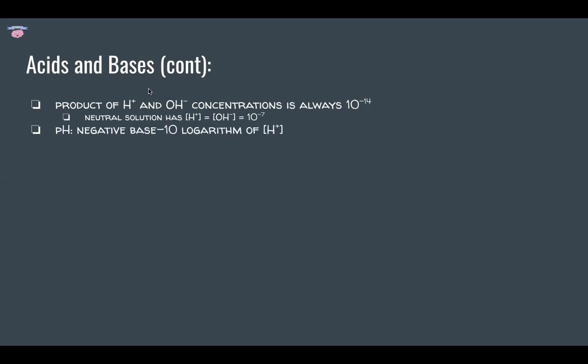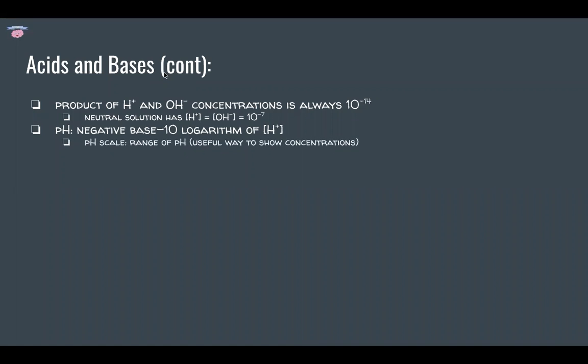pH is the negative base 10 logarithm of the hydrogen ion concentration. Basically, if you see the concentration is 10 to the power of negative 7, you take the exponent and you negate it. So first it was negative 7, and then you negate it, so it's 7. Therefore, the pH of a neutral solution is 7.